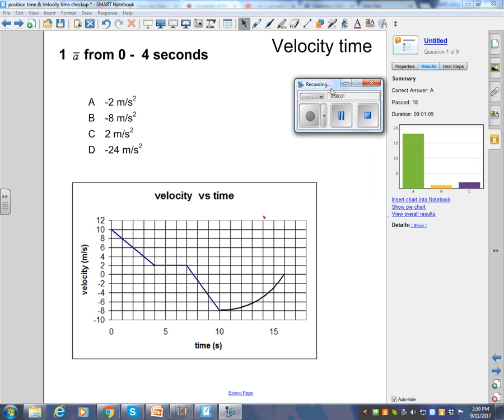Alrighty, so I will go through these, and I'm going to be recording here, obviously, so you can see where maybe you went wrong. So, average acceleration from 0 to 4.